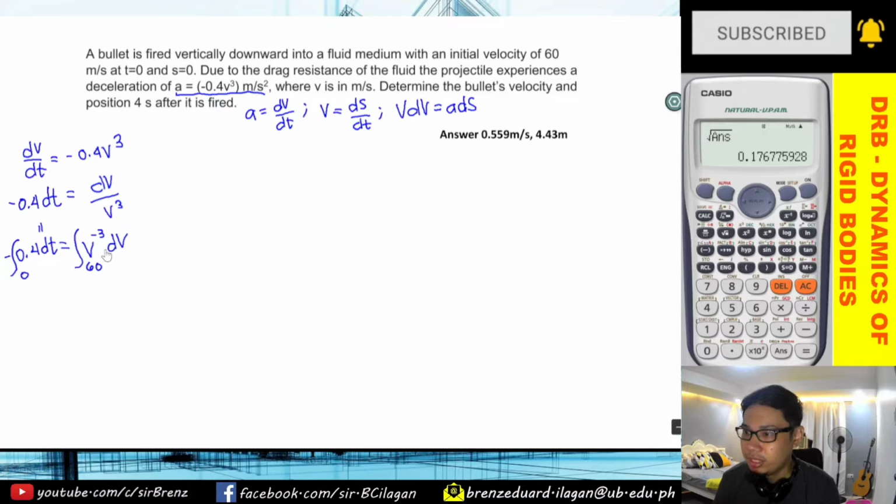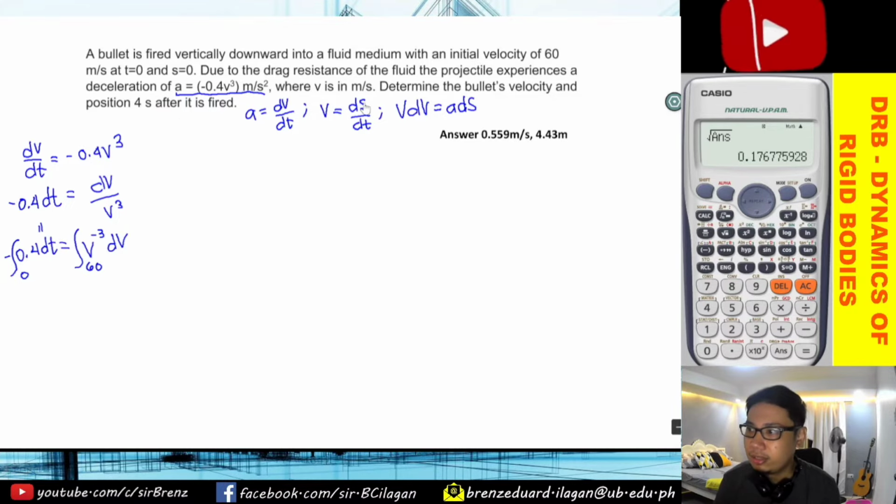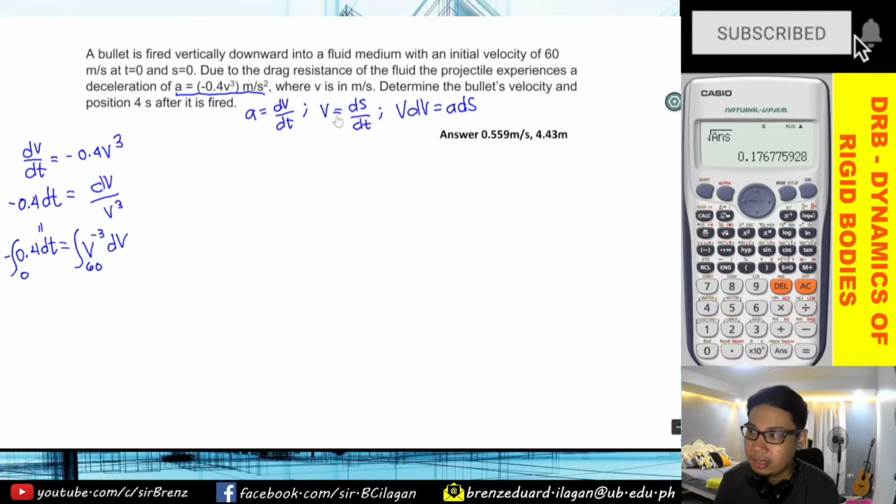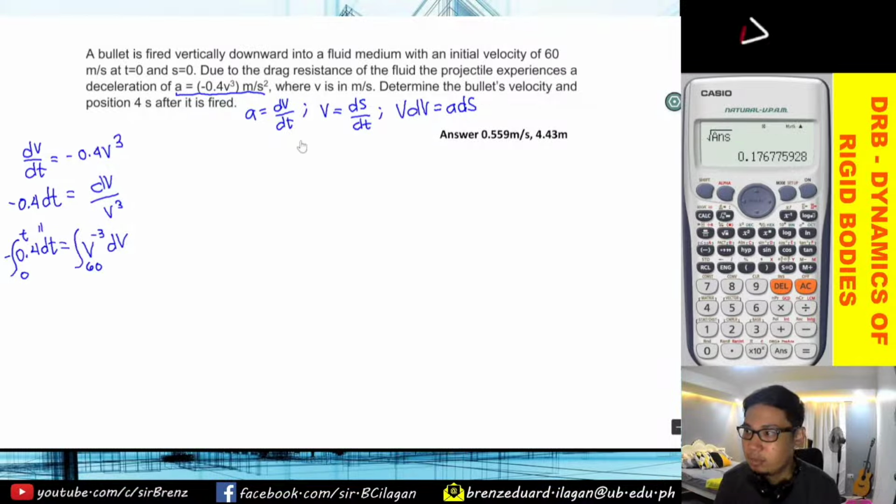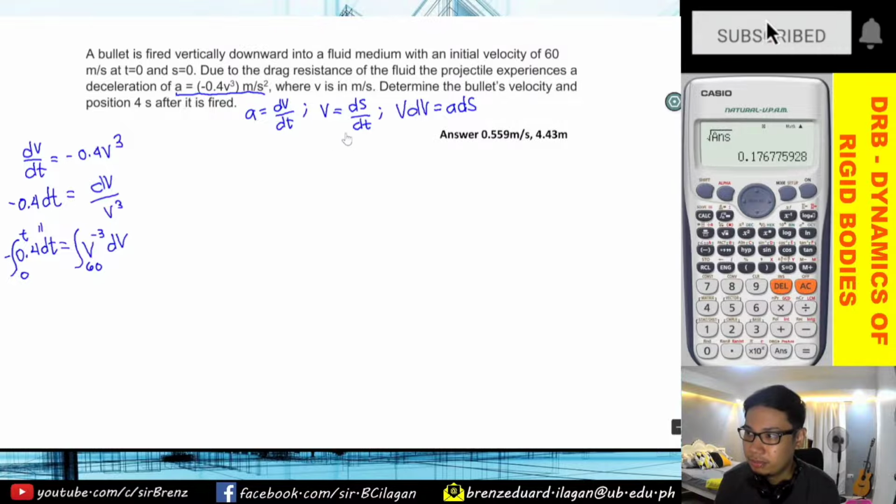Ngayon, ano pa ba yung isa pang pinapahanap? Velocity and position. Ang gagawin ko dito, kasi mabubuo natin ang equation, gagamitin natin siya. Yung equation na bubuo natin in terms of velocity, papalitan natin siya ng ds over dt. Kaya yung upper limit, though may sinabi dito na 4 seconds, isusulat ko muna siya as time t, kasi bubuo tayo ng equation in terms of this variable. Itong upper limit, isusulat ko lang siyang v. Gawin natin ito.